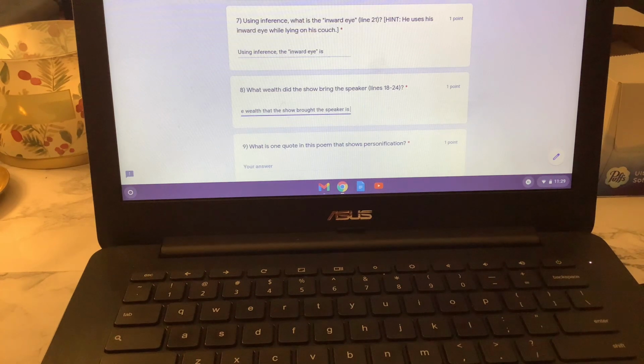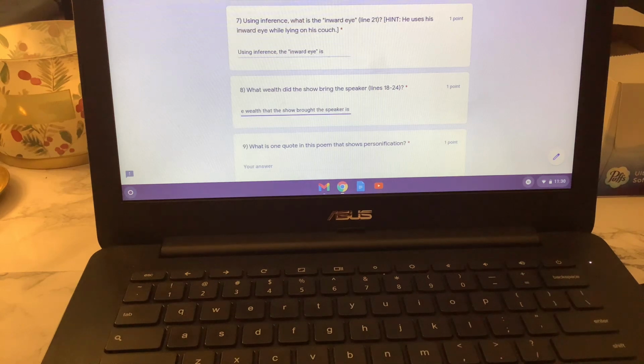For oft when on my couch I lie in vacant or in pensive mood. So he's lying there thinking and alone. They, the daffodils, flash upon that inward eye, which is the bliss of solitude. So he's saying this inward eye is also something that brings joy when you're alone. And then my heart with pleasure fills and dances with the daffodils. So what wealth does he get from this show of daffodils that flashes upon his inward eye when he's alone?